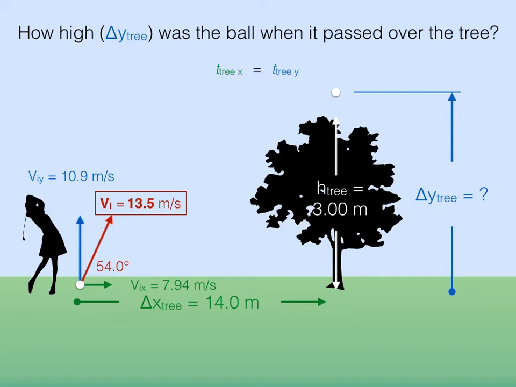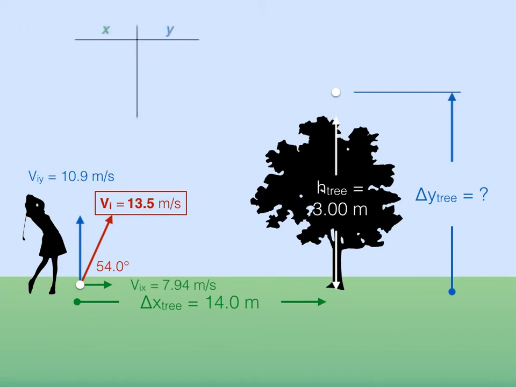At this point, I suggest setting up a table with x and y columns. So we know our initial velocity in the x direction is what? 7.94 meters per second.